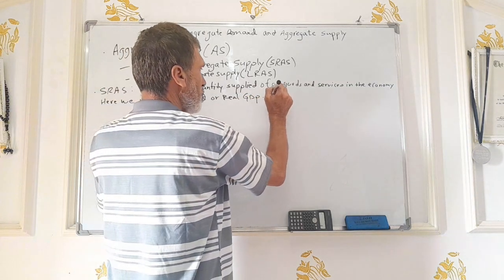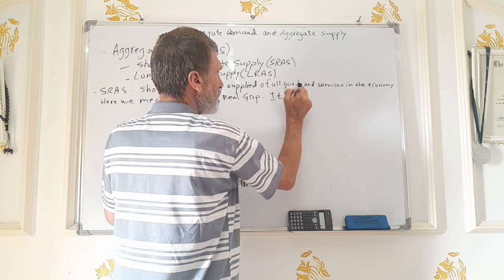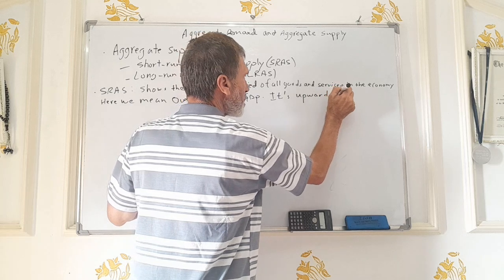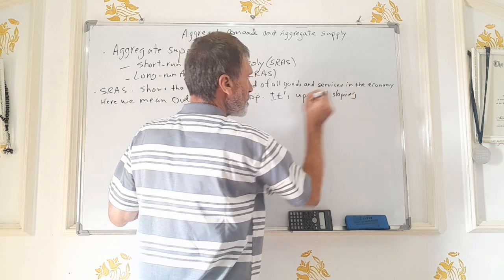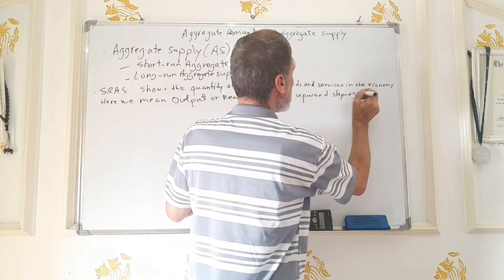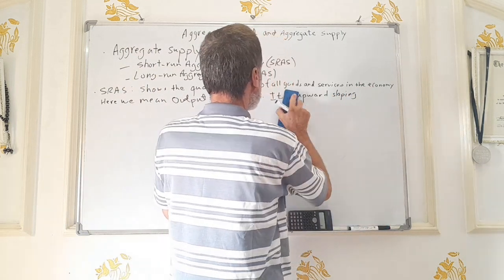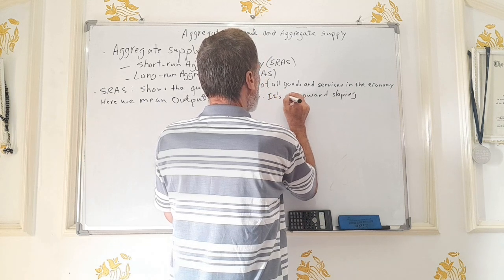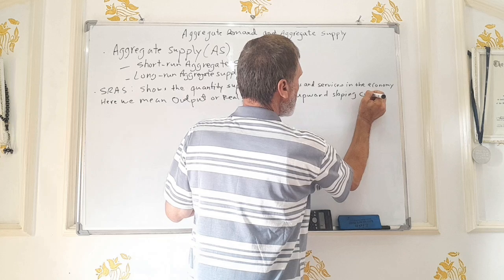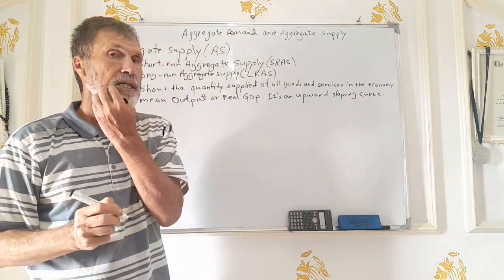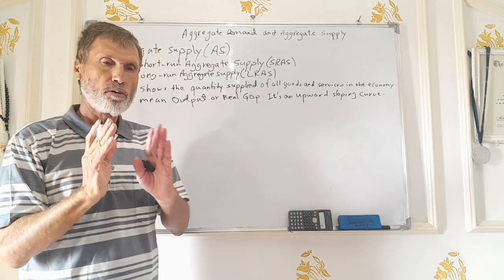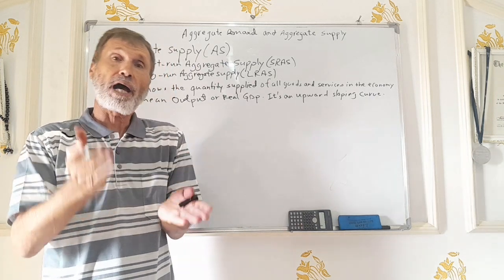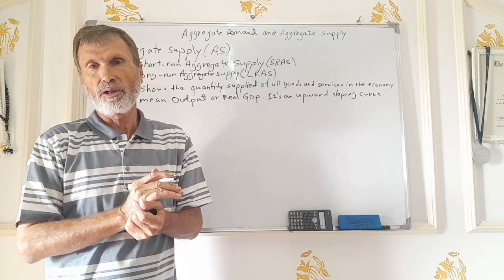Of course, it is an upward sloping curve. So the short-run supply curve is upward sloping, and that indicates that there is a positive relationship between the price level and the quantity supplied of real GDP.